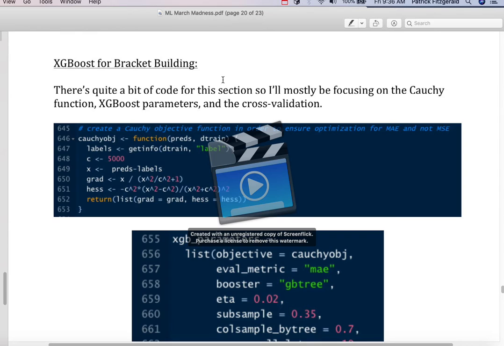For the bracket building, there's quite a bit of code for this section, so I'll mostly be focusing on the Cauchy function, XGBoost parameters, and the actual cross-validation. Again, I will link to all of my code so you can take a look at all of it. I'm just focusing on sort of the most important parts here. So when it comes to minimizing for MAE, right, this is what we want our eval metric in XGBoost to be. We want to use this Cauchy objective function.